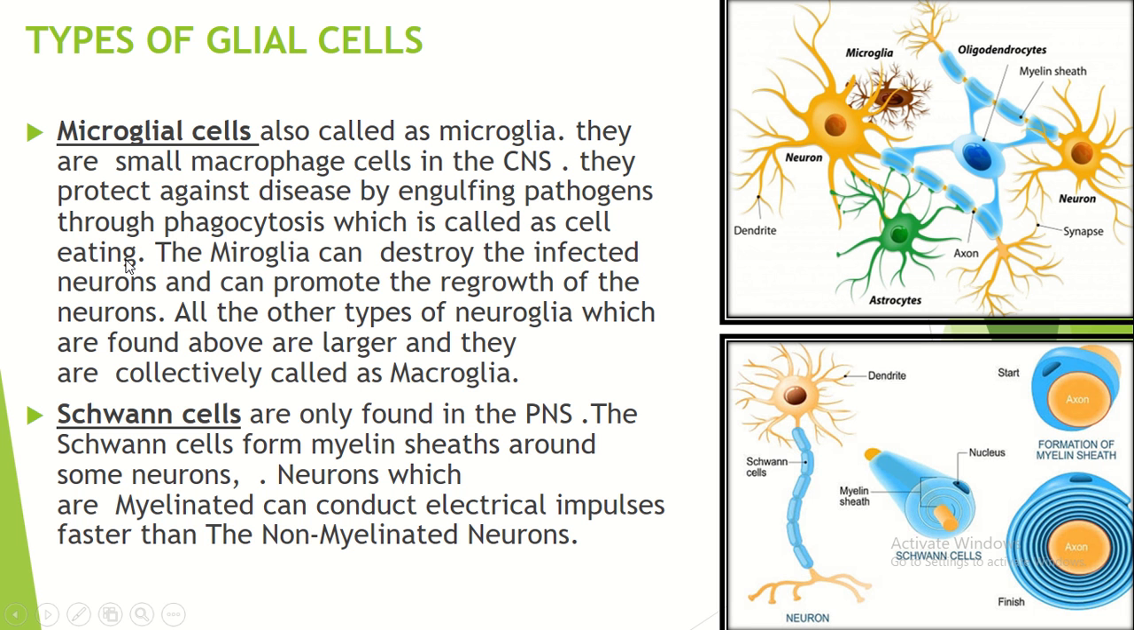So when the body is infected with some pathogens, the microglia start engulfing the pathogens and destroy them. So the neurons are protected. The microglia can destroy the infected neurons and promote the regrowth of the neurons. All the other types of neuroglia are found to be larger, and they are collectively called macroglia.